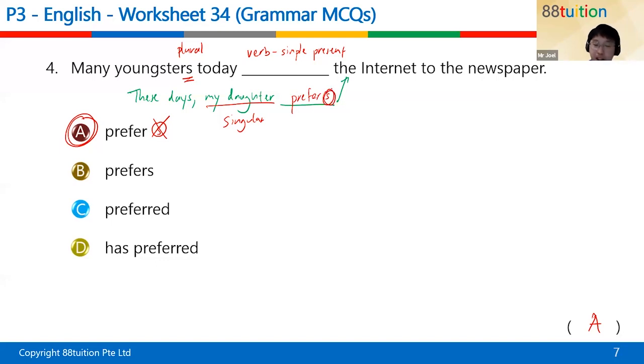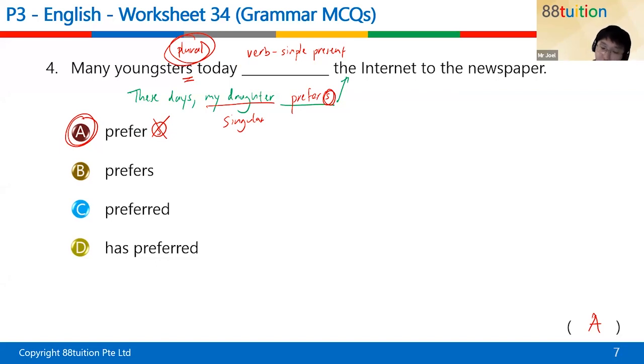Prefers. So it depends on whether your subject is singular or plural, and then you put the S or you choose not to put the S. So like what Vaish said, S is for singular. So many youngsters today don't put the S here, right? Because it's plural. Plural equals no S. So the answer is A.